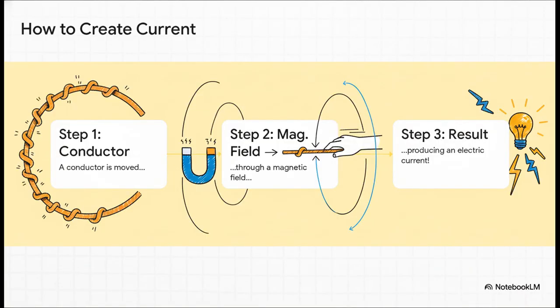It really just boils down to 3 simple steps. First, you need a conductor. Think of any copper wire. Second, you need a magnetic field, which you get from a magnet. And third, and this is the absolute key, you need relative motion. You've got to move that wire past the magnet or move the magnet past the wire. Do that, and presto, you get an electric current. It's induced right there in the wire.